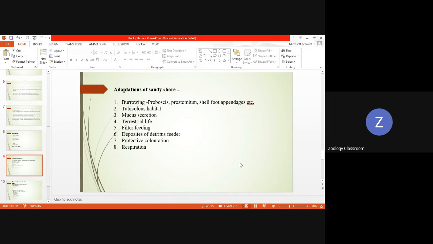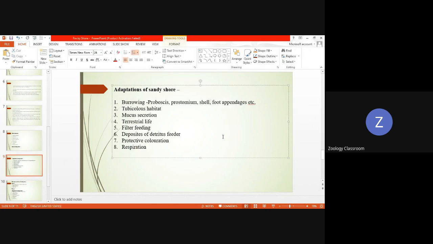Anterior muscular pointed prostomium is present for burrowing. Shell. A flattened shell of Solen, Dentalium, which helps in burrowing.